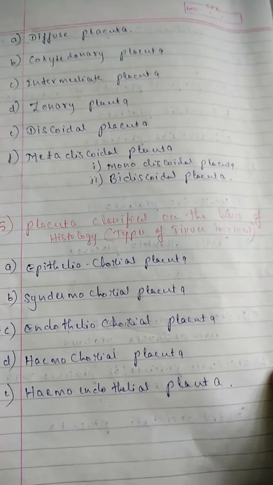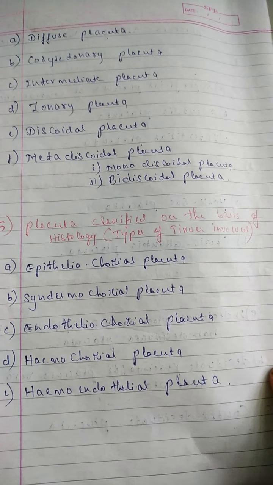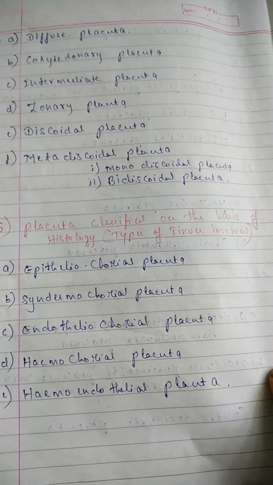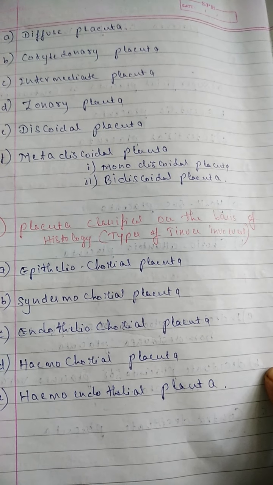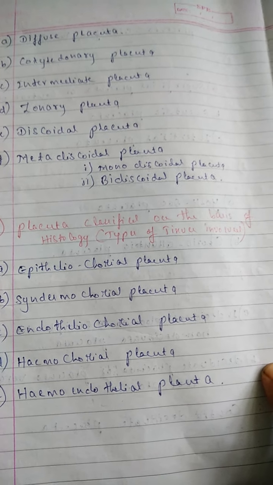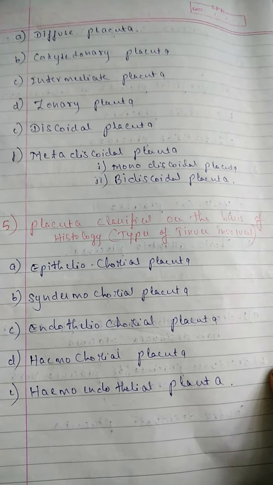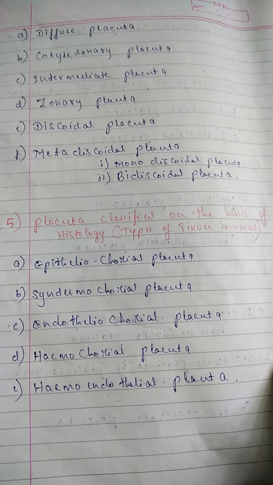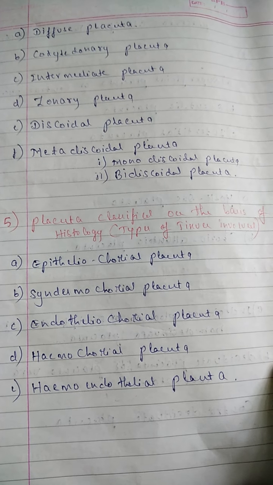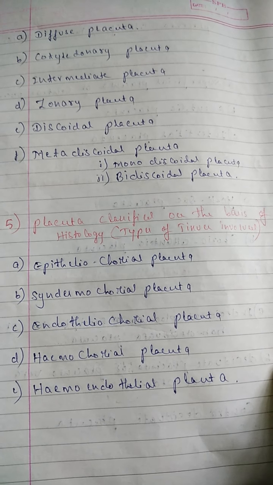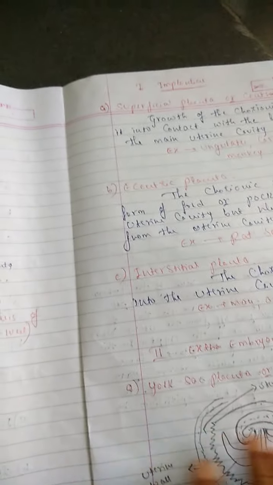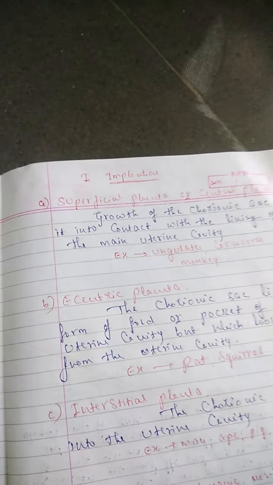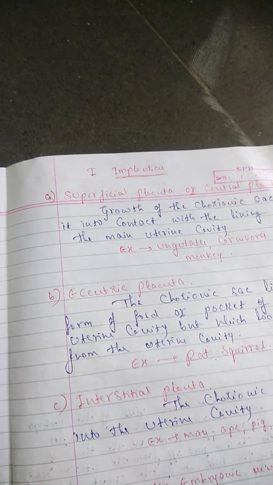Come to the last one, placenta classified on the basis of histology. Here, what are the types of tissues involved from the maternal side as well as the fetal side. On this basis, it is divided into 5 types: epitheliochorial placenta, syndesmochorial placenta, endotheliochorial placenta, hemochorial placenta, and hemoendothelial placenta.